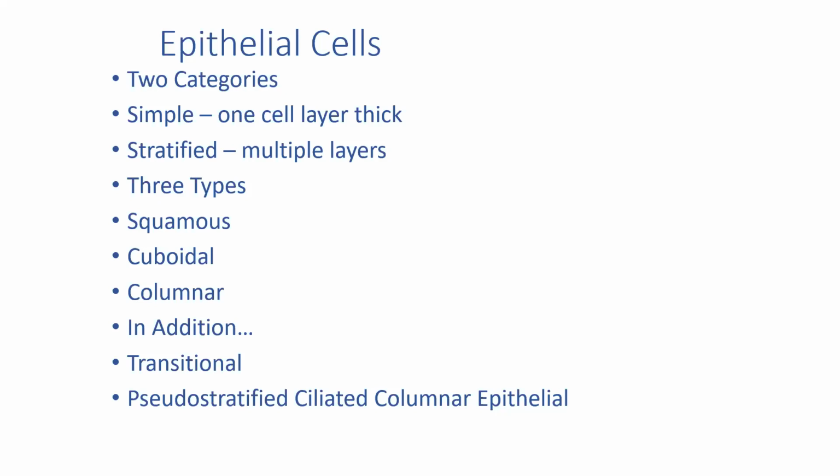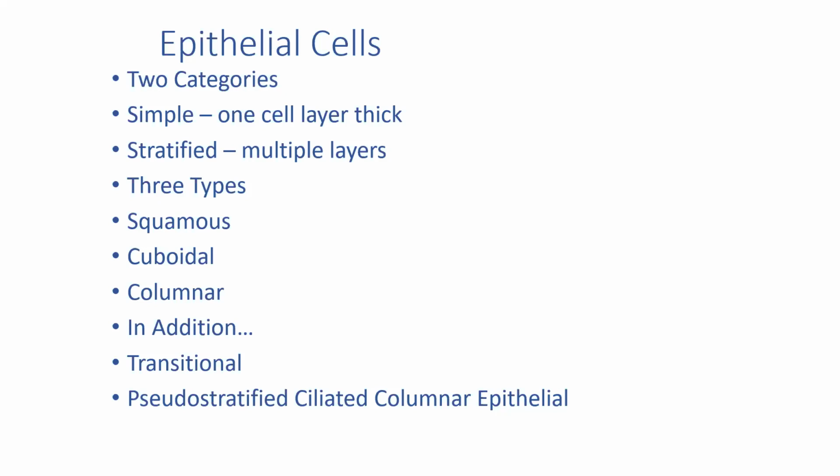We have the columnar cells. The columnar cells are shaped like columns. Columnar cells, we find them where we're going to have absorption and movement, like our small intestine, which is lined with millions and millions of columnar cells lining our gut to absorb nutrients.